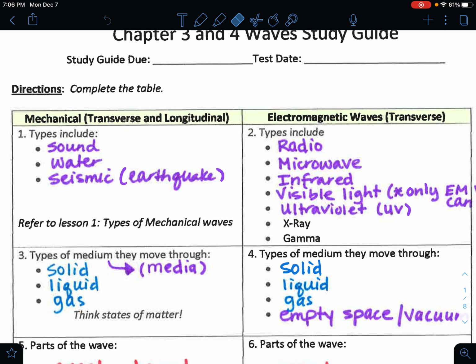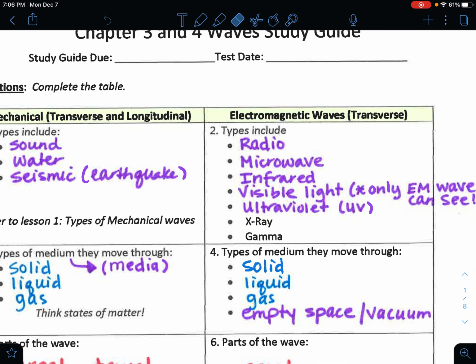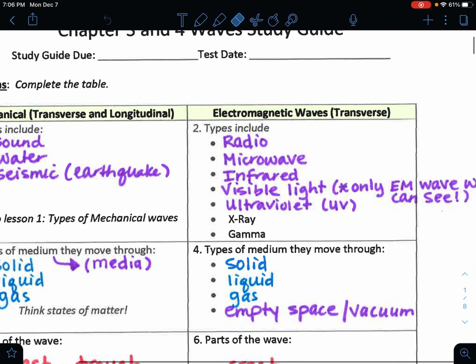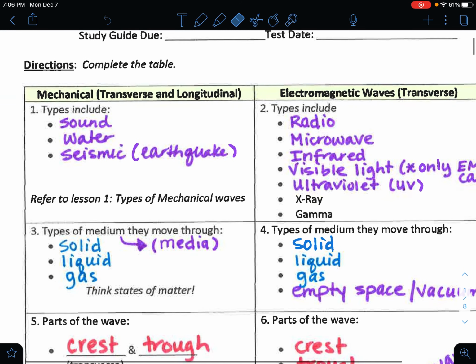So we're going to start over here with mechanical waves. The types of mechanical waves: sound waves, water waves, and seismic waves, which are earthquakes. And then our EM waves are radio, microwave, infrared, visible light, which is the only EM wave that we can see, ultraviolet, the UV, X-ray, and gamma.